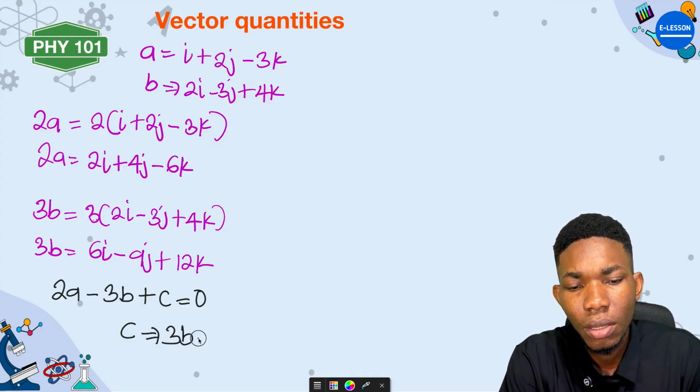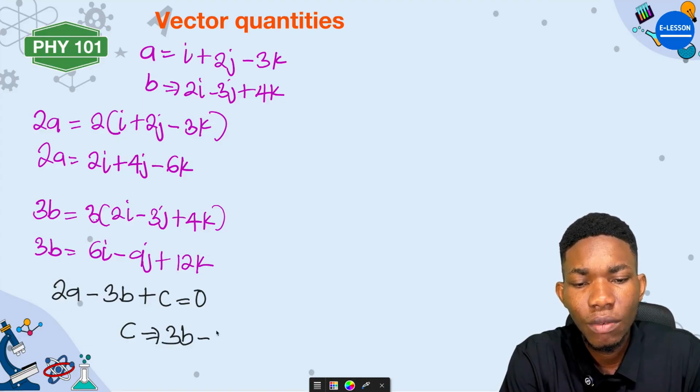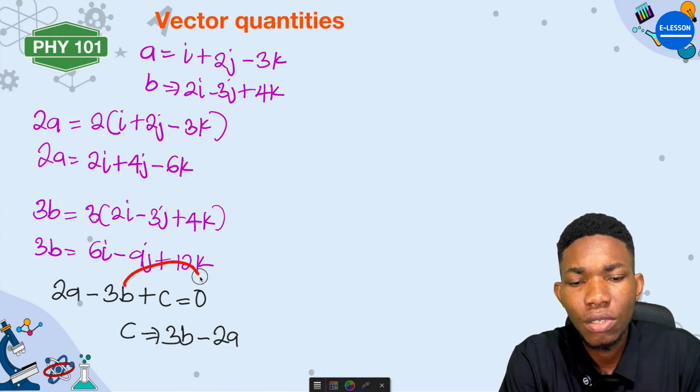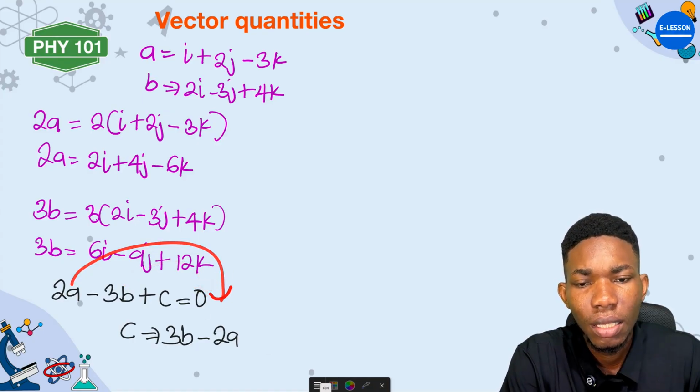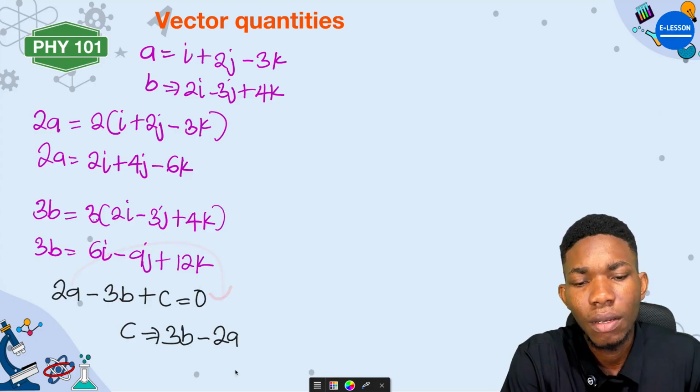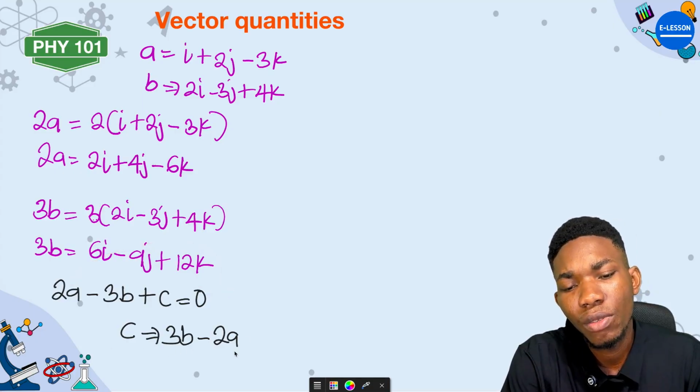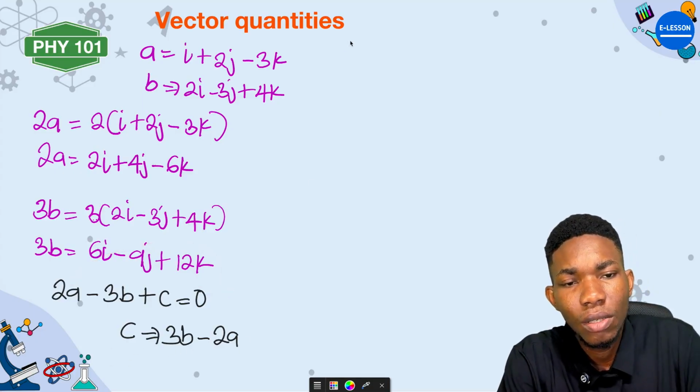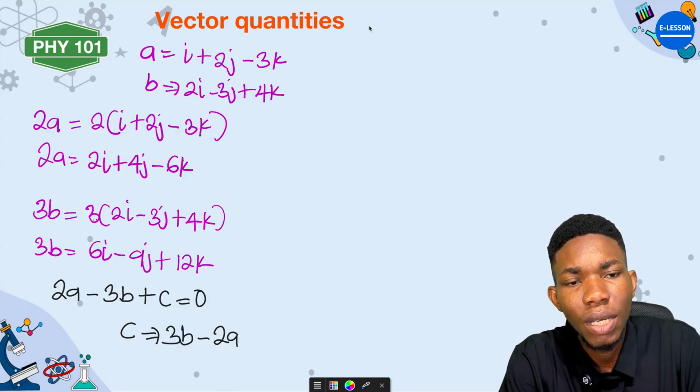3b minus, because if you take 2a to this side, it gives us minus 2a. What I just did here was take this one to this side, so it becomes 3b. Then take this one to this side, so it becomes minus 2a. Is that okay? So that is what we have. C is equal to 3b minus 2a. So our c will be 3b minus 2a.